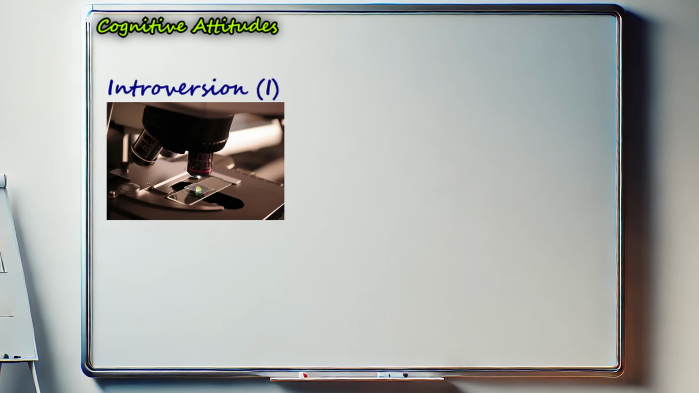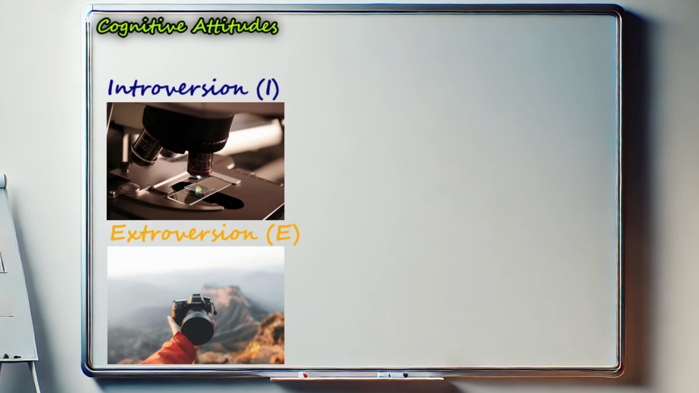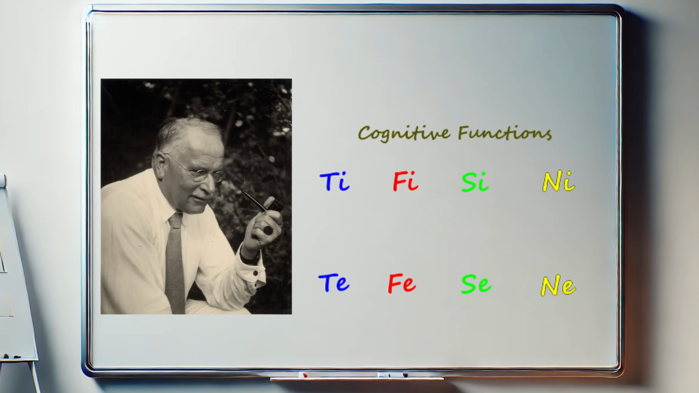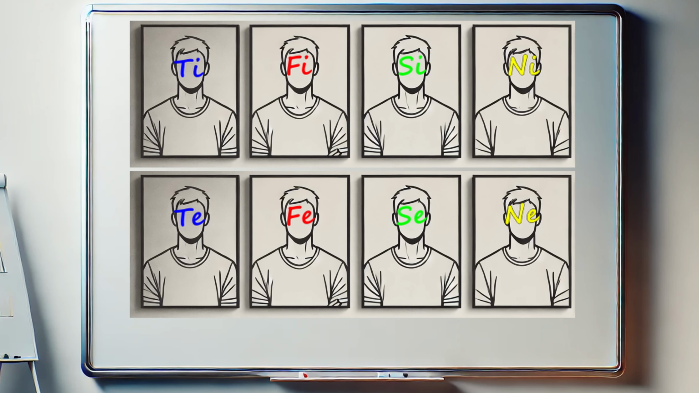To review, we have our cognitive attitudes, being introversion and extroversion. Then we have our cognitive temperaments, traditionally called primary cognitive functions, being thinking, feeling, sensing, and intuition. When overlapped, we get the 8 cognitive functions, being TI, TE, FI, FE, SI, SE, NI, and NE. In Jung's model, everyone has one of these 8 cognitive functions as their dominant function, which forms the core of their personality type. His model has 8 different personalities, but that's 8. So where did 16 personalities come from?